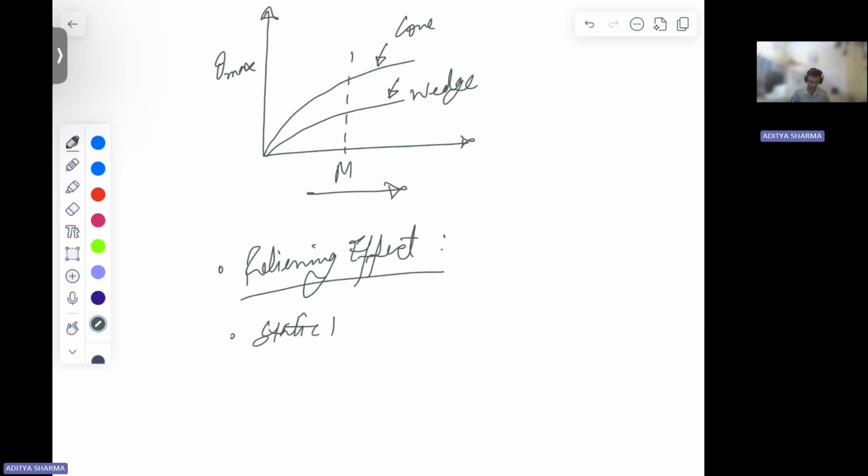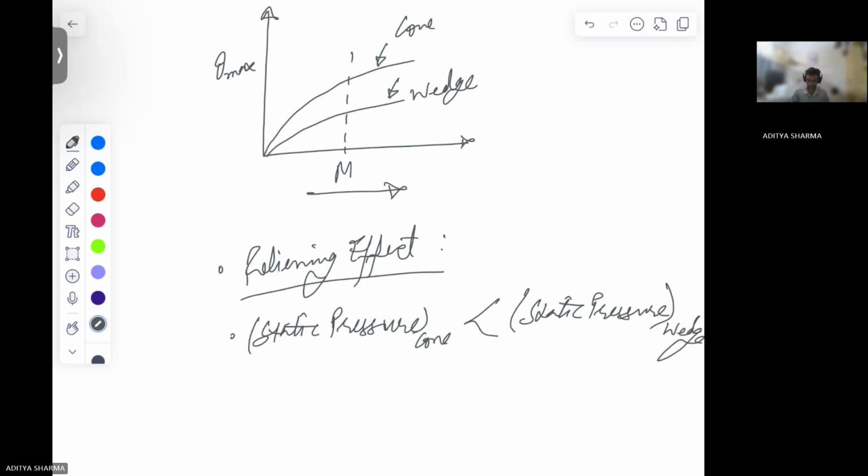Okay. Then static pressure downstream of your oblique shock, for your cone is going to be less than static pressure for your wedge. Again, the reason is relieving effect. Okay. The 3D effect. So this is there for your supersonic flow over cones.